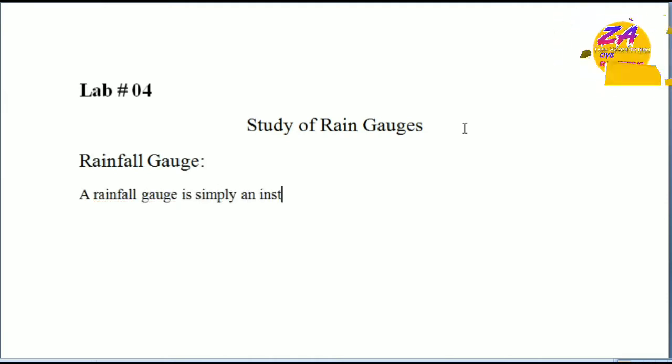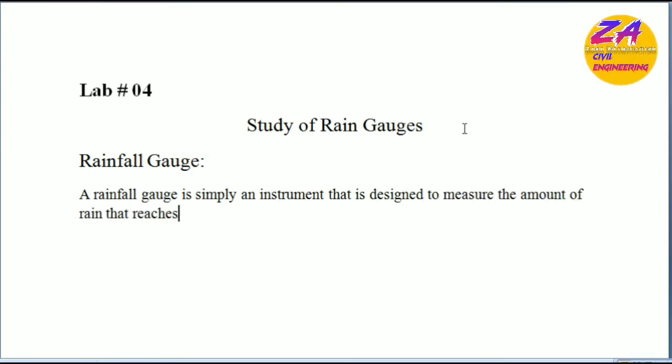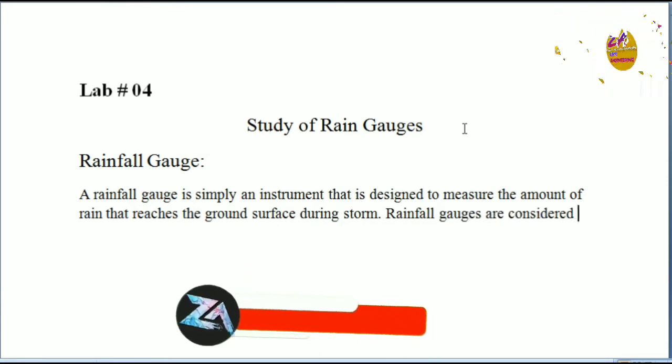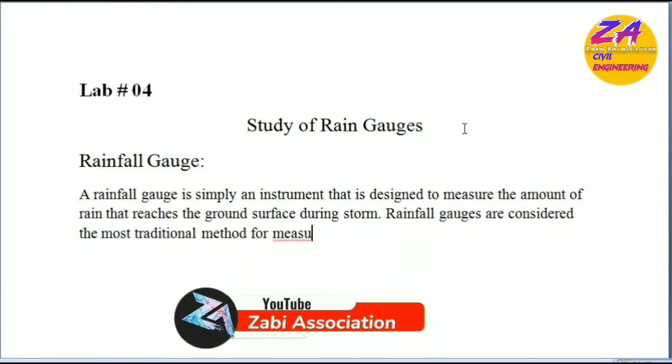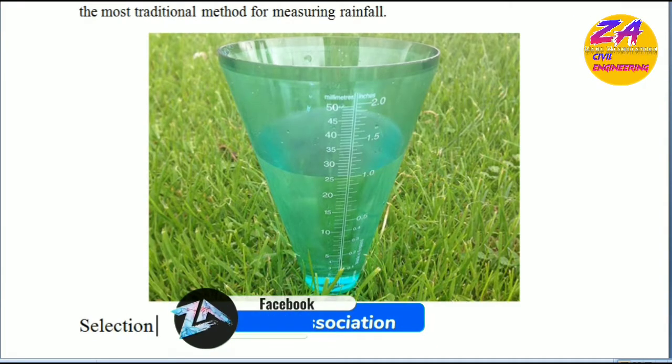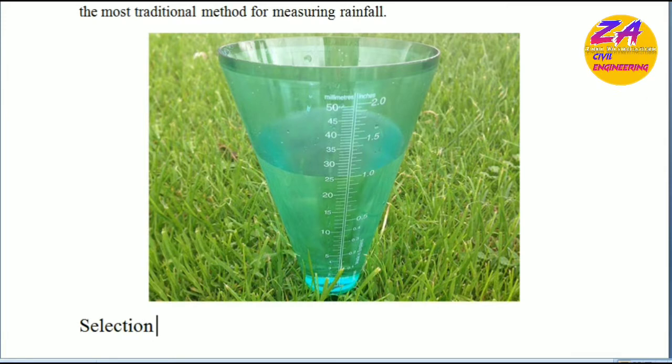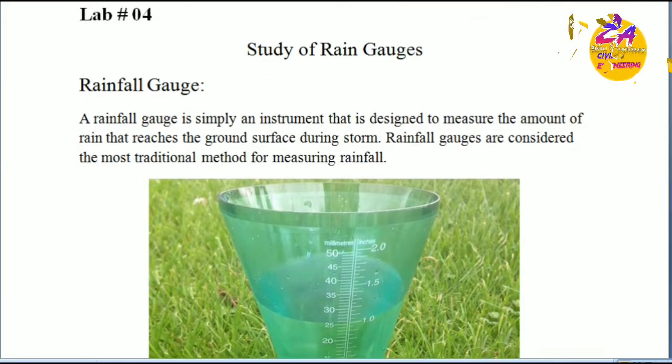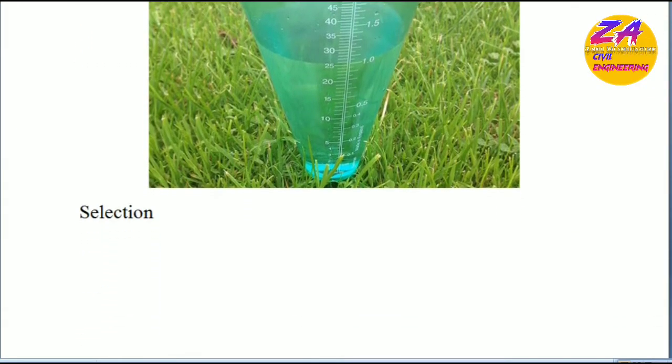Rainfall gauges. A rainfall gauge is simply an instrument that is designed to measure the amount of rain that reaches the ground surface during a storm. Rainfall gauges are considered the most traditional method for measuring rainfall. So you see rain gauges on screen.